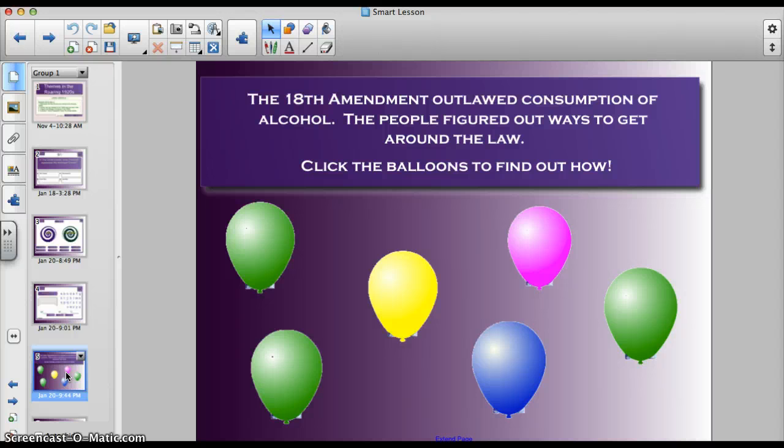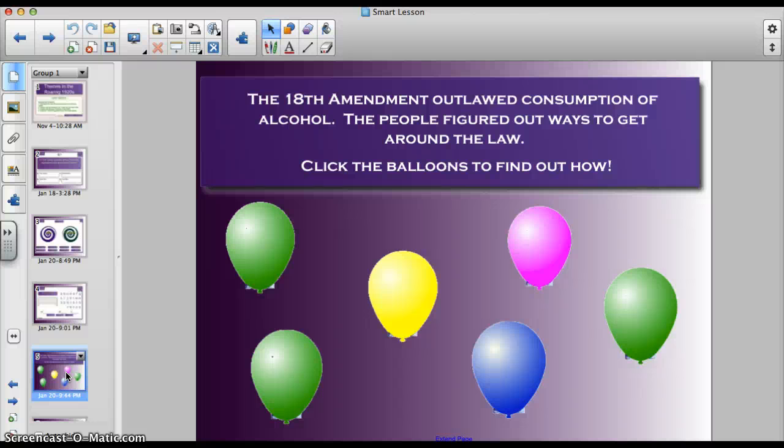I thought that this was fun. It's not exactly quizzing them, but students can read the posed question or statement: the 18th Amendment outlawed consumption of alcohol. The people figured out ways to get around the law. Click the balloons and find out how.